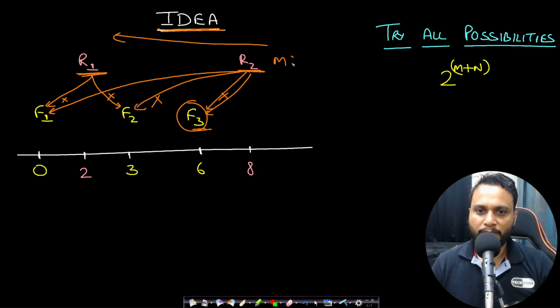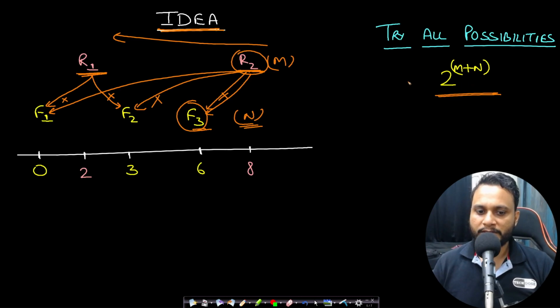So if there are m number of robots and n number of factories, then the total number of combinations that you can generate is 2 to the power of m plus n, because each of the robots can either select a factory or cannot select a factory. And the same thing goes for the factory. A factory can get assigned to R2, or it cannot get assigned to R2 but to somebody else, right? So that will generate 2 to the power m plus n possibilities.